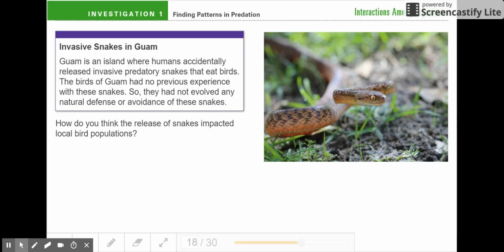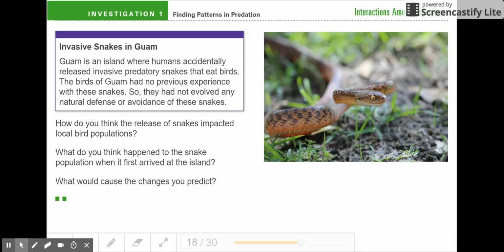So how do you think the release of the snakes impacted local bird populations? And what do you think happened to the snake population when it first arrived on the island? So think about that relationship between predator and prey. Okay. And finally, what would cause the changes you predict?